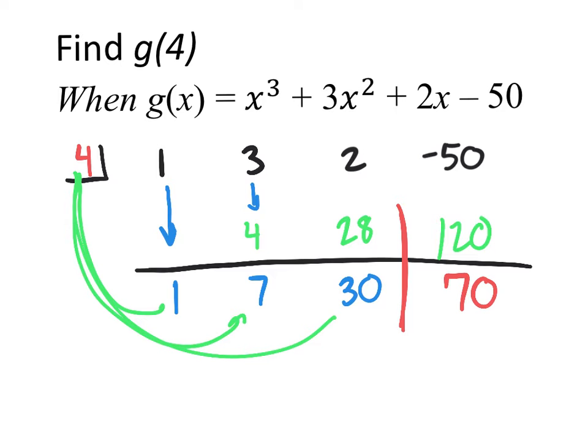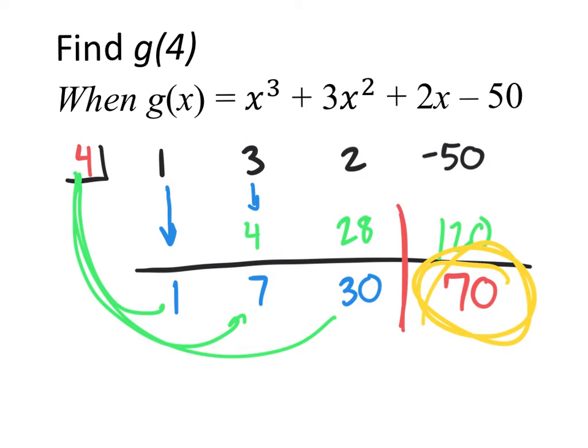Now, what does this 70 actually mean? It means that if I were to plug in a 4 right there, 4 cubed, I get a 64, 4 squared is 16, times 3, 48, I don't know, and then 2 times 4, 8, and then minus 50. If I do all that math, my answer will be 70. Okay? So if you really wanted to, you could actually plug in the 4 and work it all out, or I think it's faster to do synthetic substitution, all right?